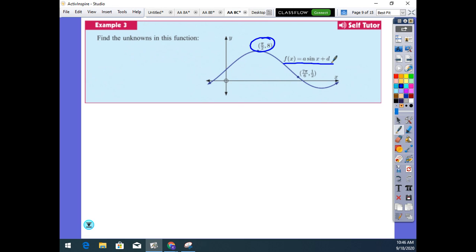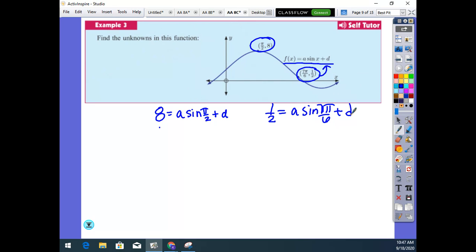Okay, so if we can fill in, this is when x is pi over 2. So what I'm going to do is fill in 8 for my f of x. And they also give us this particular equation, which means we can also plug this in. I'm going to write that over here. We now have 2 equations with 2 unknowns. So this is just where we're going to use our substitution elimination.